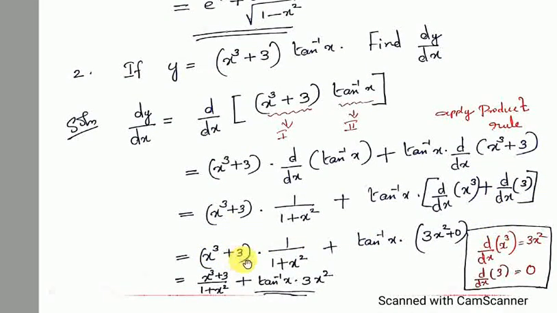So x cube plus 3 into 1 by 1 plus x square plus tan inverse x into derivative of x cube. It is in the form of derivative of x raised to n, so we can apply that result. What is the derivative of x raised to n? n into x power n minus 1. So you will get 3x square plus derivative of 3. 3 is a constant. What is the derivative of a constant? It is 0. So plus 0. 3x square plus 0 means 3x square. So x cube plus 3 divided by 1 plus x square plus tan inverse x into 3x square.